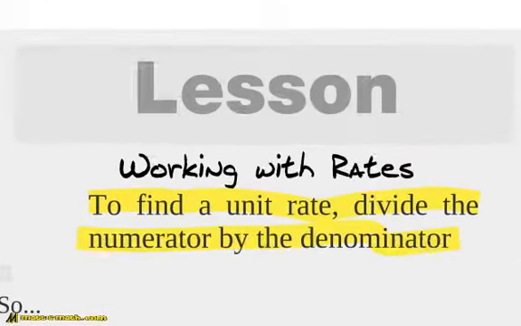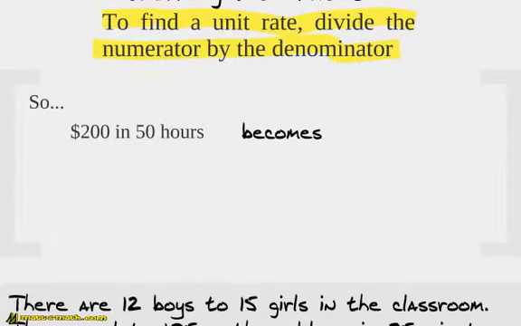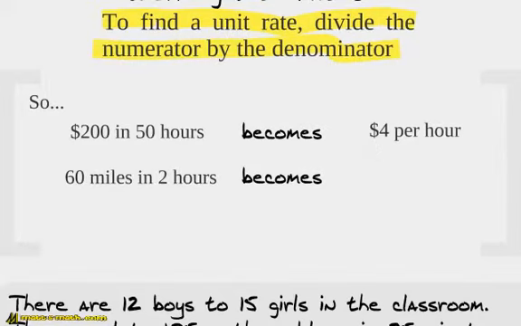All right. Now working with rates, really to turn something into a unit rate, all you got to do is divide the numerator by the denominator. Turn it into a decimal if it's a fraction, or just simplify it out. So something like this, like $200 in 50 hours. Well, if you just divide 200 by 50, you get $4 per hour. Pretty simple, right? $200 over 50 hours becomes $4 per hour. You turn this fraction, 200 over 50, to $4 per 1 hour. Something like this, 60 miles in 2 hours, 60 divided by 2, that's all you got to do, becomes 30 miles per hour.